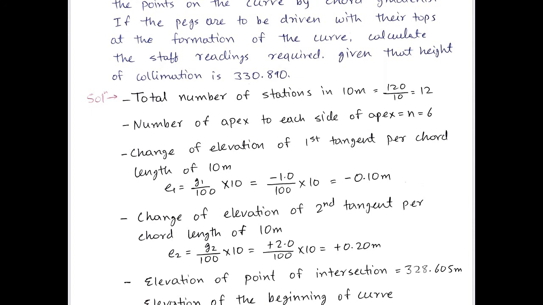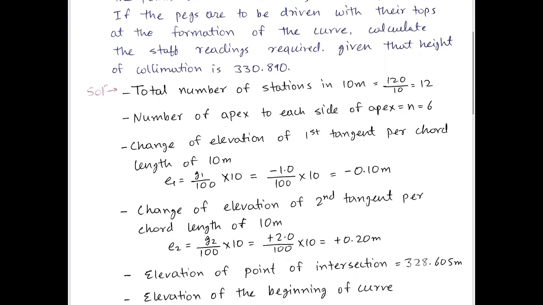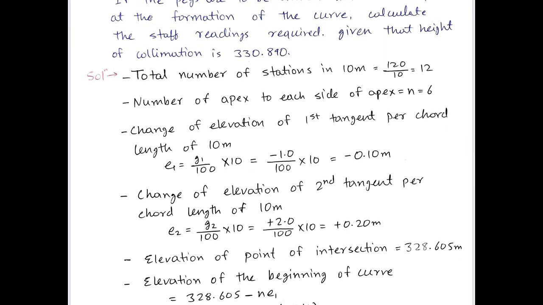The next step is to find out the elevation of point of intersection. The elevation of point of intersection is already given, which is 328.605 meter. That is given. The intersection where the two tangents coincide, that is 328.605. Now by using this we have to find out the elevation of the point at the beginning of the curve, the first point of the curve. So that can be found out. How will you find out?